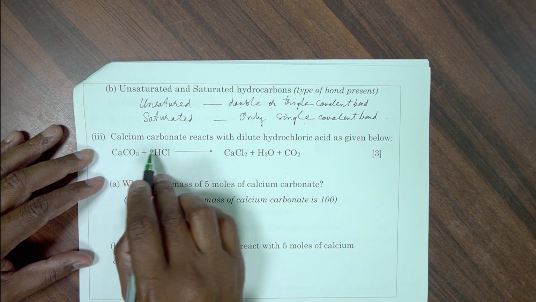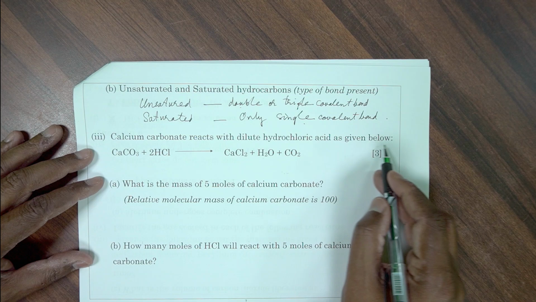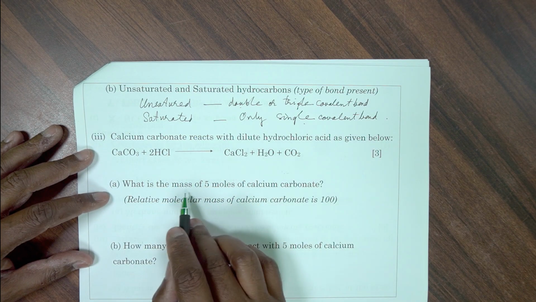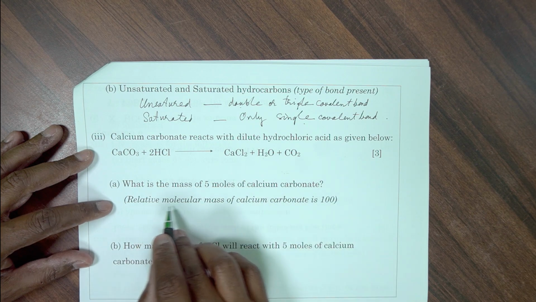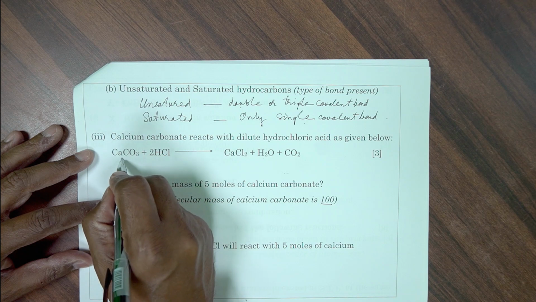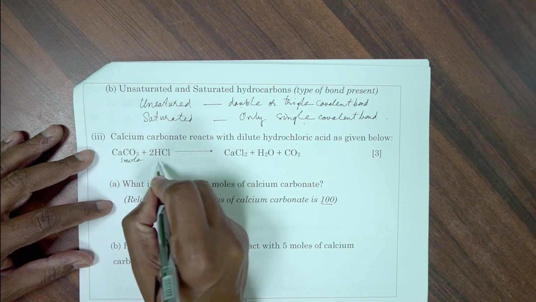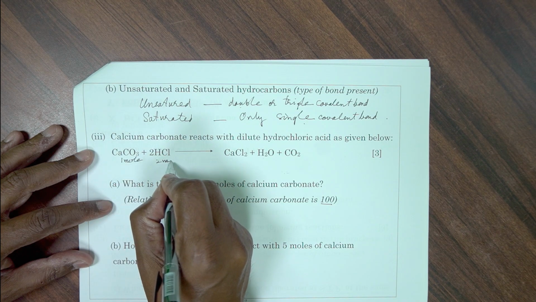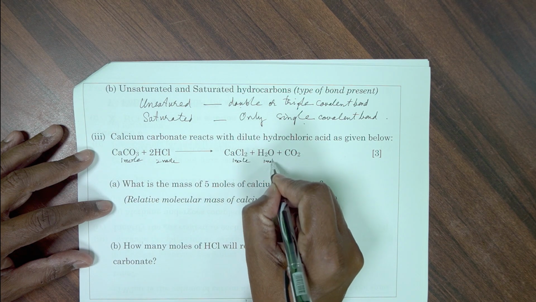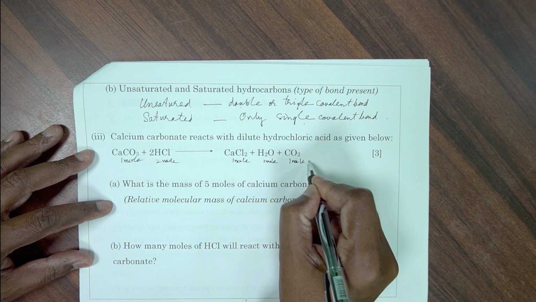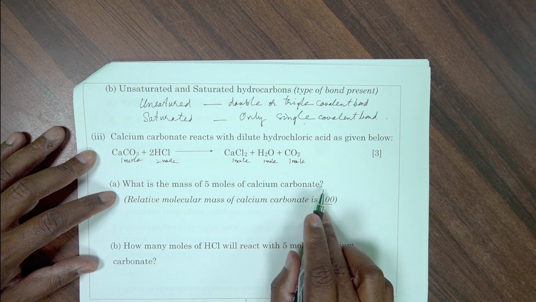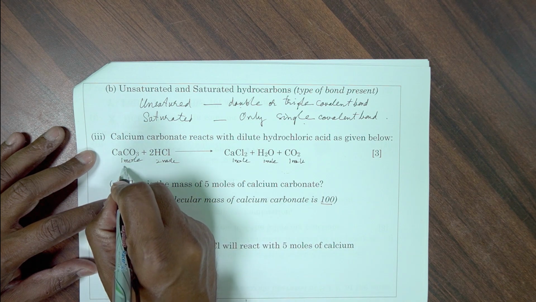Then third part, calcium carbonate reacts with dilute hydrochloric acid as given below. So here is the reaction given. What is the mass of 5 moles of calcium carbonate? Relative molecular mass of calcium carbonate is 100. That's also given. So here we have 1 mole of calcium carbonate, 2 moles of HCl, and here we have 1 mole of calcium chloride coming, 1 mole of water, 1 mole of carbon dioxide. Okay, now let's understand. Mass of 5 moles of calcium carbonate. The molecular mass here is 100.